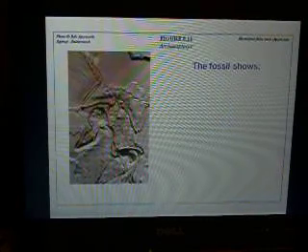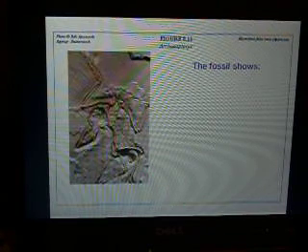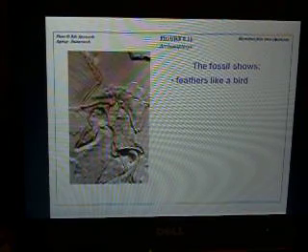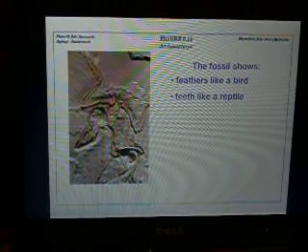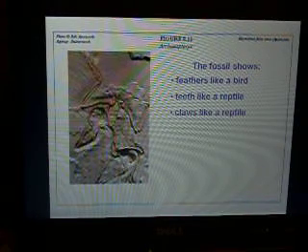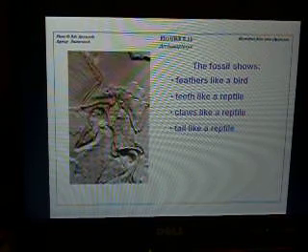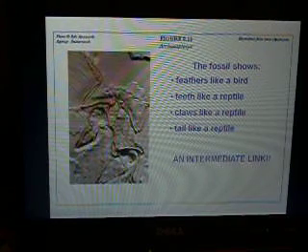Another example given in the book of an intermediate link is the Archaeopteryx. Archaeopteryx, I think is how you'd say that. Well, this particular fossil here shows a feather, that this creature had feathers like a bird. It had teeth like a reptile. It had claws like a reptile. It had a tail like a reptile. Therefore, the evolutionist thinks this is the intermediate link between birds and reptiles.